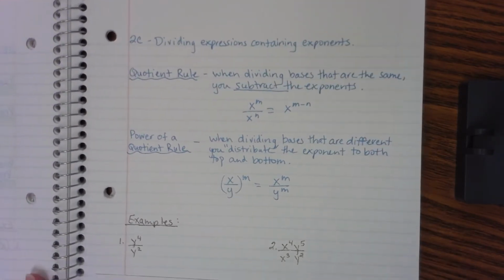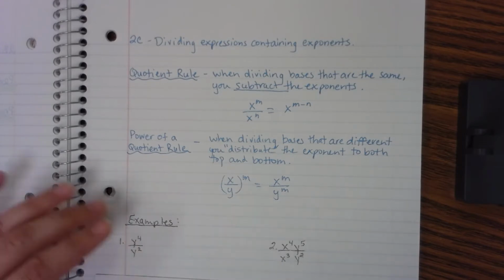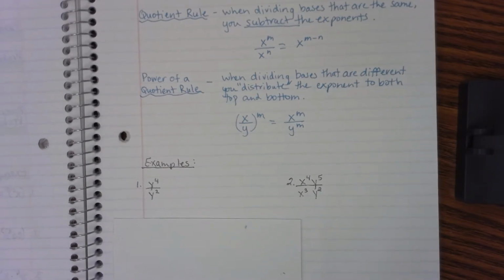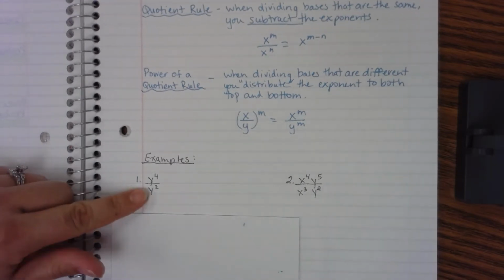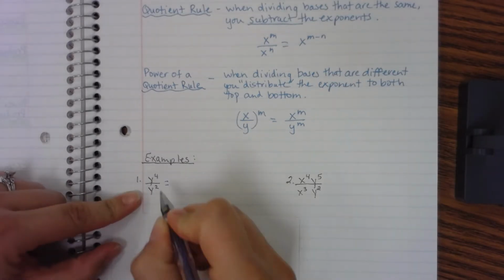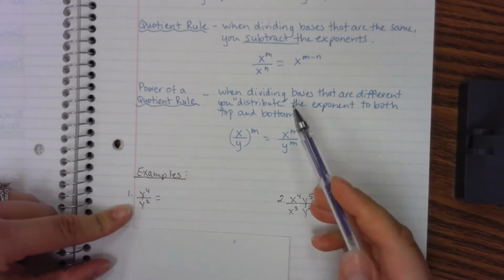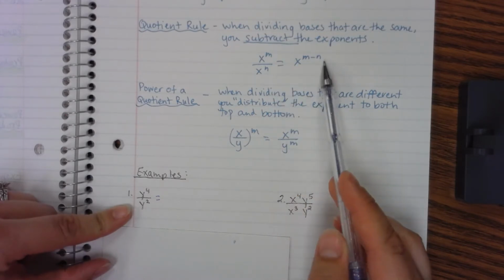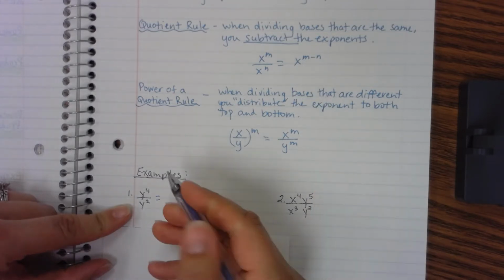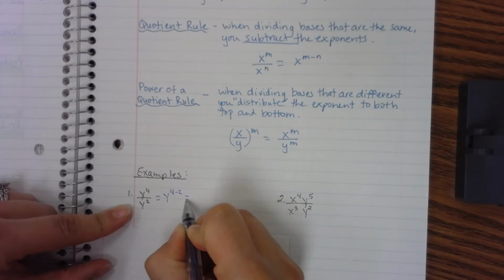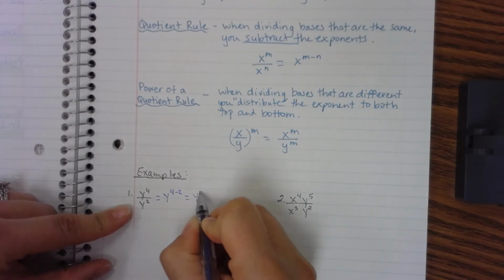So at the top here, I also have the rules written out again in words and descriptions. So we're going to take a look at a couple of examples. The first example, we just have one variable, y to the fourth divided by y squared. Based off of the rule, we are going to subtract the denominator, which is n, from the numerator, which is m. So we are going to write this as y to the 4 minus 2, and go ahead and simplify that to be y squared.